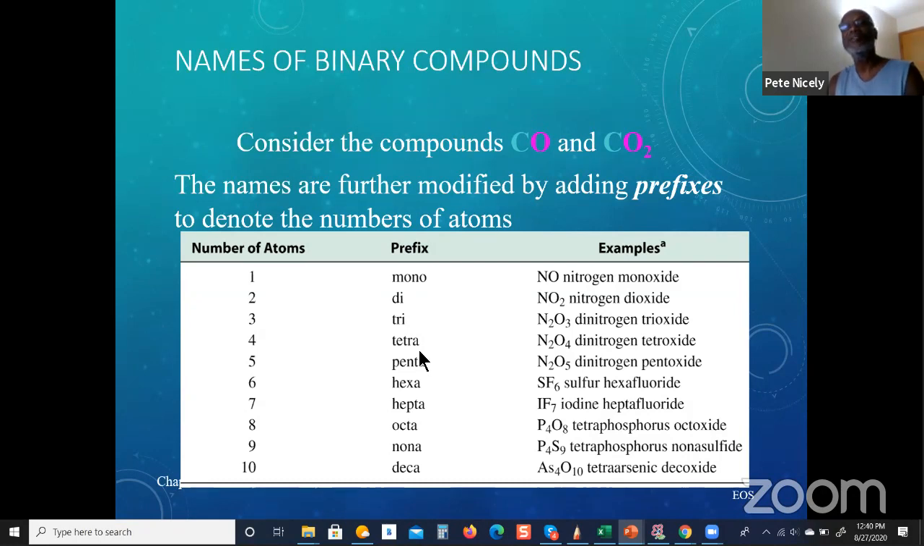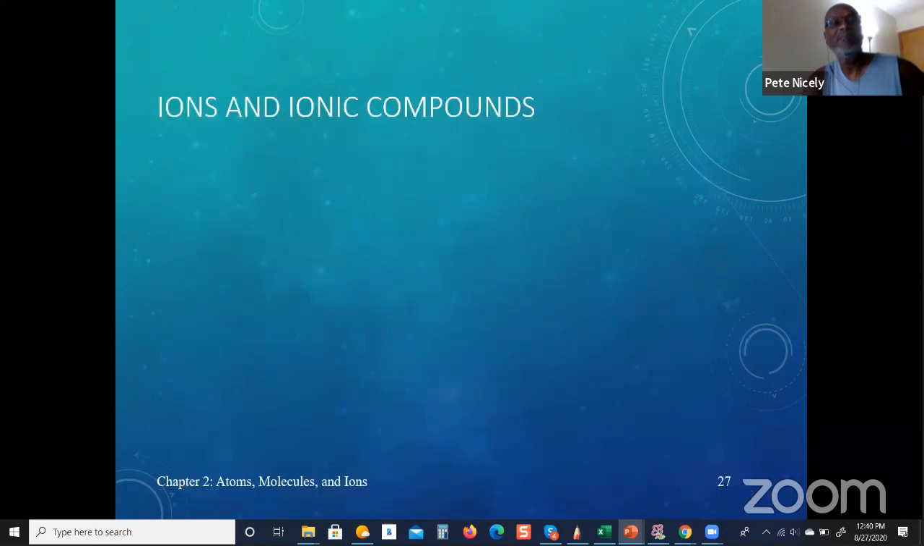So some key things you need to remember here, right? The first element, you use the full name. The second element must end with -ide. And you have to indicate the number of atoms present per molecule for each element using the prefixes, excepting if there's only one atom indicated in the formula for one element, then we do not use any prefixes for that particular element. All right, so that's basically how we name binary molecular compounds.